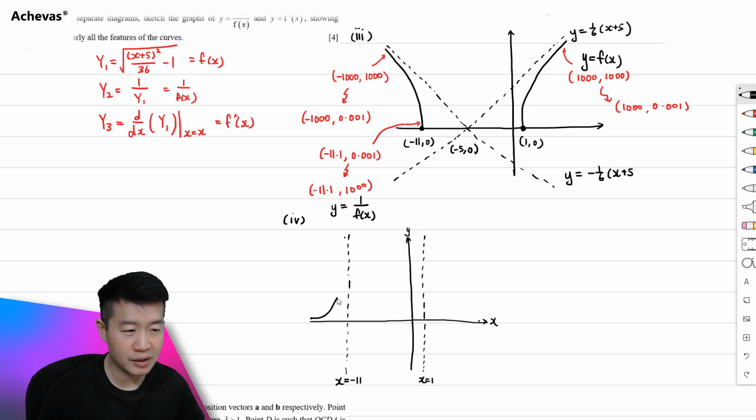Joining these 2 points together, I have something that is like this. Similarly, this is going to become 1.1 and 1000. So you'll be somewhere here, joining to this.